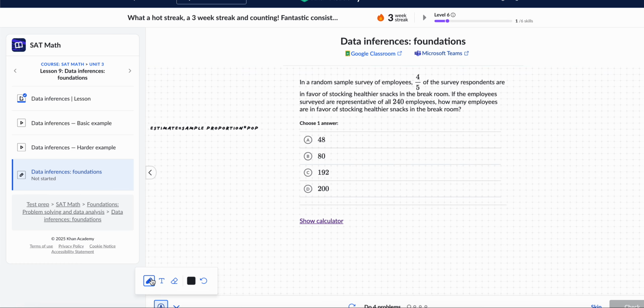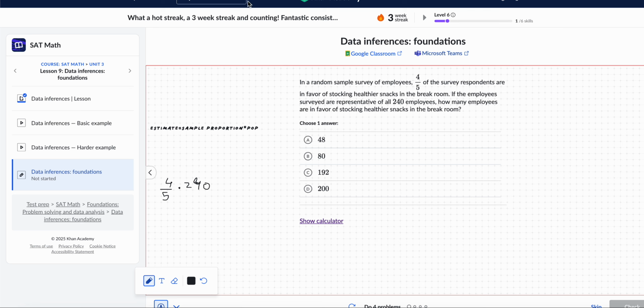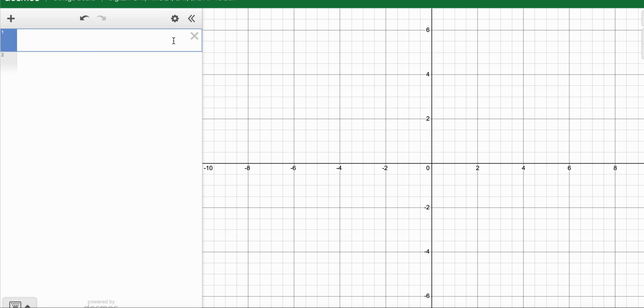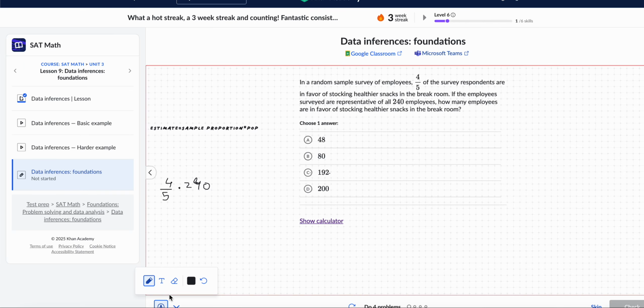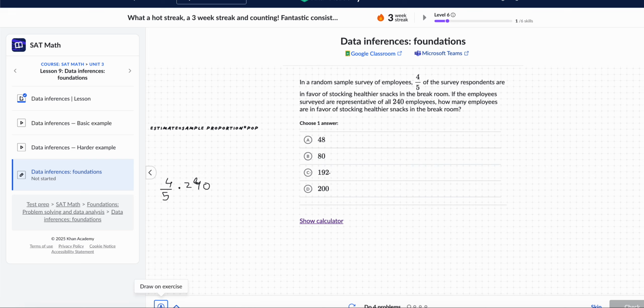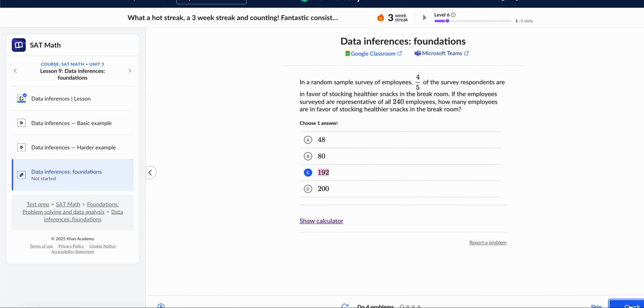All right, so let's look at that right here. So our sample proportion is 4/5, right? And we're going to go ahead and multiply that by 240. On the SATs, you have a Desmos calculator. It's really convenient for you. So we can just go ahead and type this in here. If you're quick with mental math, you don't need this, but I personally am not. So we know that's our answer.